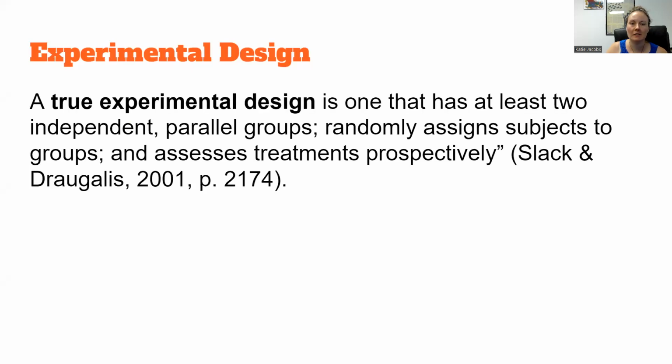So there's different things that we need to learn about. One of those is experimental design. A true experimental design is one that has at least two independent parallel groups, randomly assigns subjects to each of the groups, and assesses the treatments prospectively.